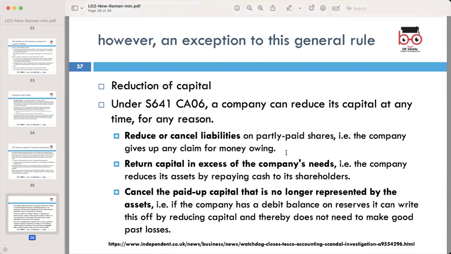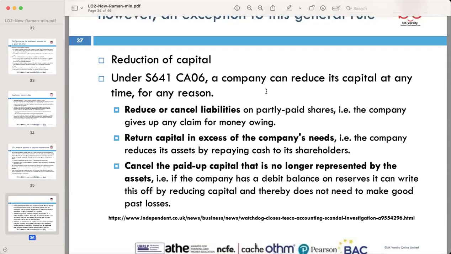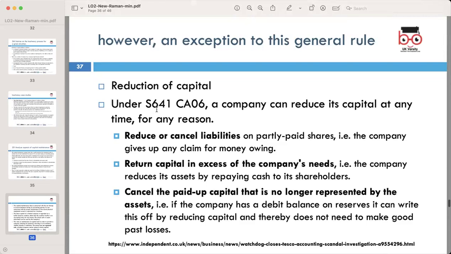However, there is an exception to this general rule. Under section 641 of the Companies Act 2006, a company has the flexibility to reduce its capital at any time and for any reason. This reduction can take various forms: reduce or cancel liabilities on partially paid shares.